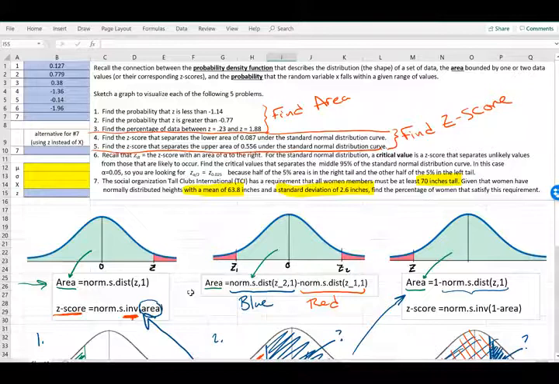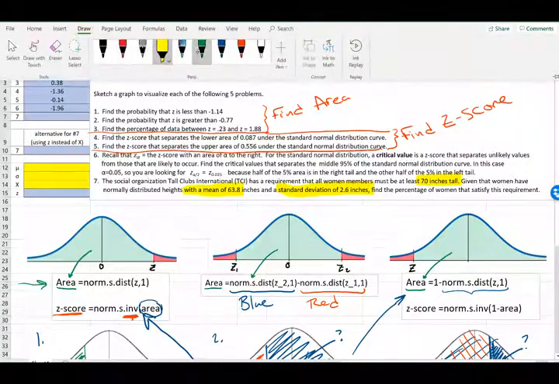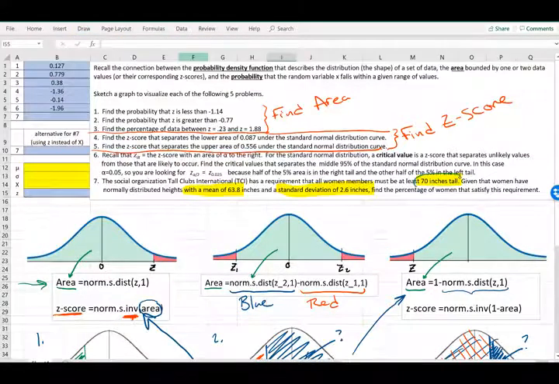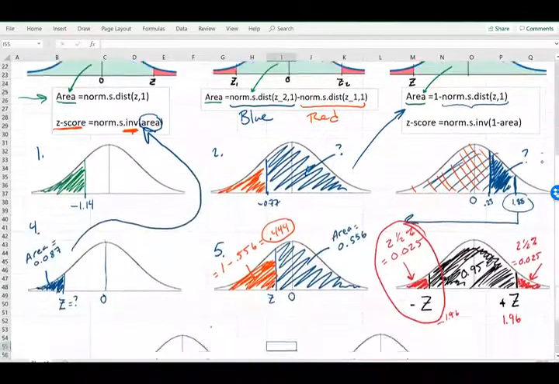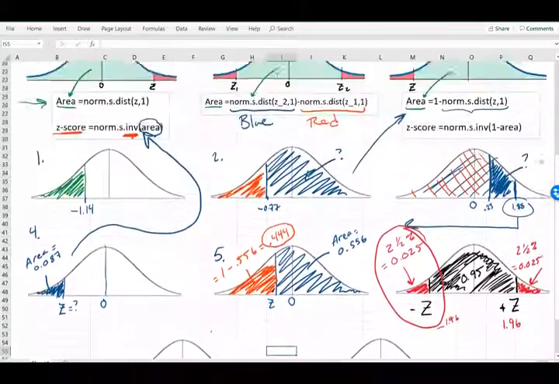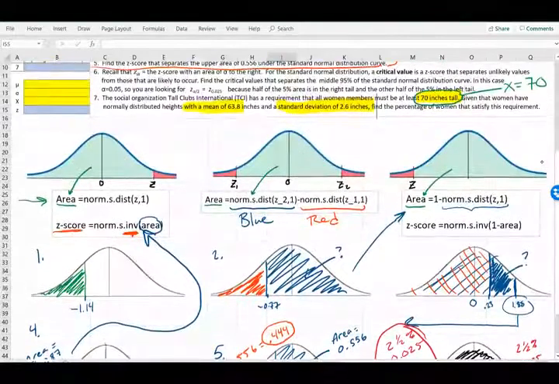Or we could convert. So here's our x value. X equals 70. So we're basically saying in this problem, what's the probability that x is greater than 70? Or we could convert that 70 into a z-score. So let's do it both ways. So we have a mean of 63.8.